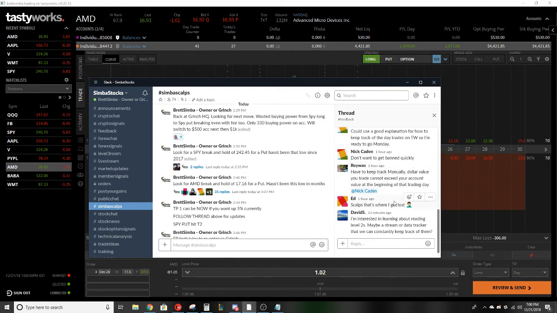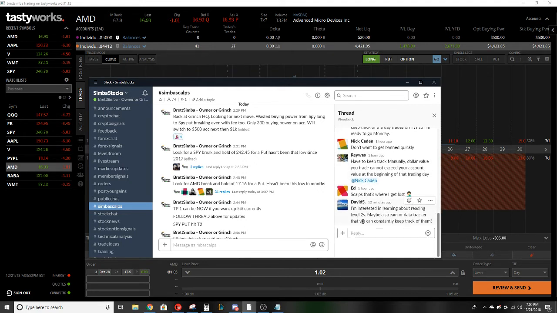You have to keep track manually. Okay, I told you. Scalps is regular. I'm interested in learning about reading level 2s. Maybe a stream or data tracker that we can constantly keep track of. Yeah, there's plenty. I'll see if I can try to get something going for us guys. Maybe some type of app, but it's kind of costly. I don't know if we can all log into it, etc. But good ones to use would be Max Payne. That's a good one. I think TD Ameritrade has one. There's a bunch of websites that have them.